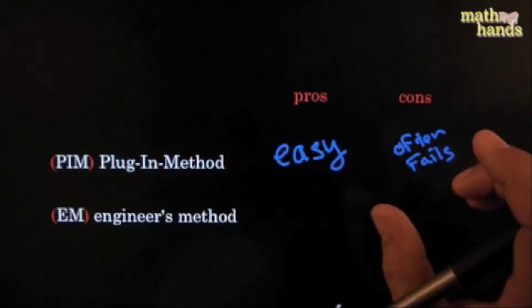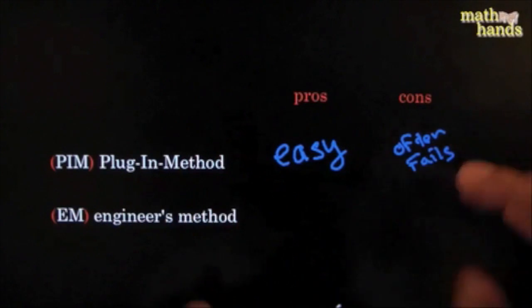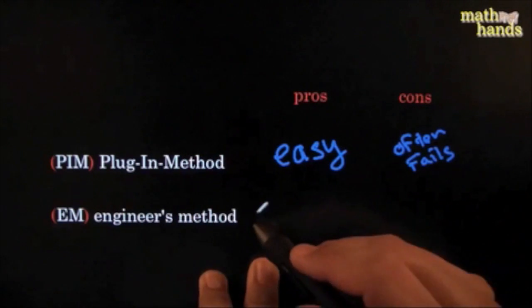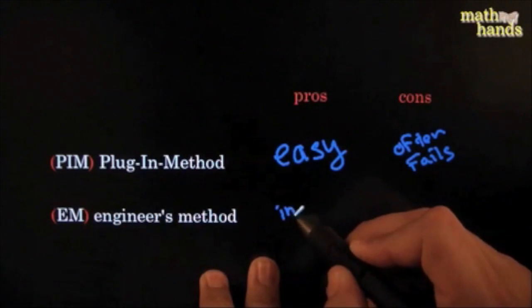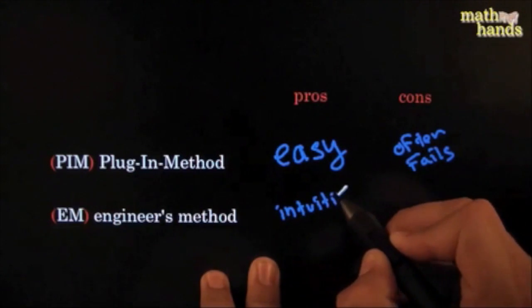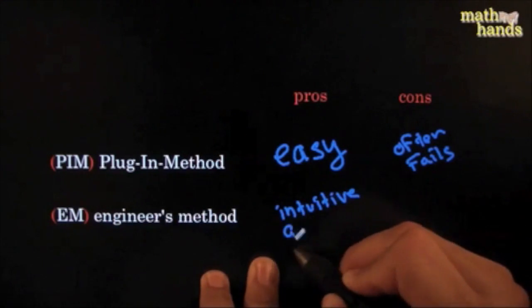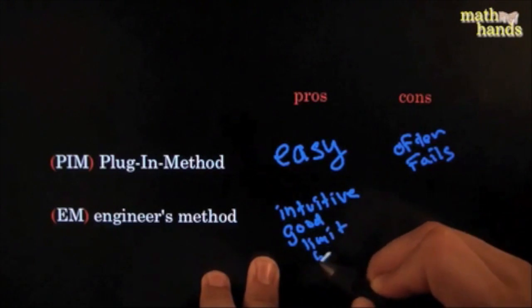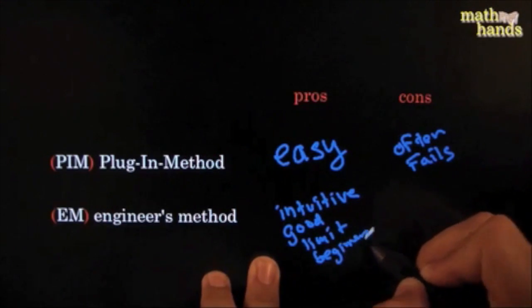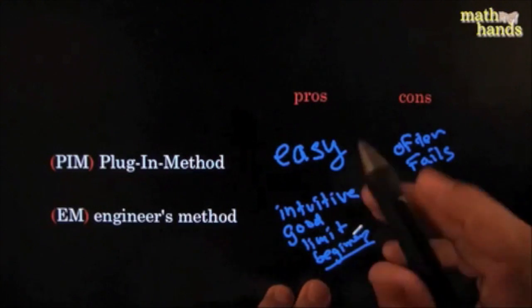Specifically, for example, it fails when you get indeterminate forms. Engineer's method, on the other hand, the good thing about it is it's very intuitive. It's good for beginners. Good for limit beginners. If you've never done limits in your life, this is a good way to start.